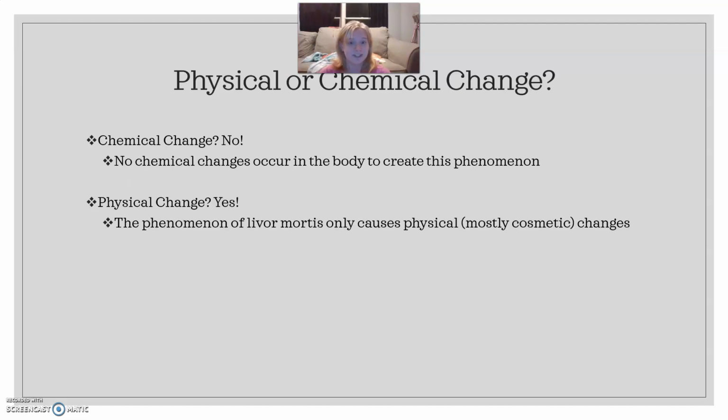Now that we have the definitions out of the way, we can move on to whether or not it is a chemical or a physical change. Is livor mortis a chemical change? No, it isn't. No chemical changes occur in the body to directly cause this phenomenon. Obviously, with decomposition after death, there are other chemical changes, but none that cause livor mortis directly. So that makes it a physical change. It is only a physical change, and it causes mostly cosmetic changes, which can affect the embalmer.